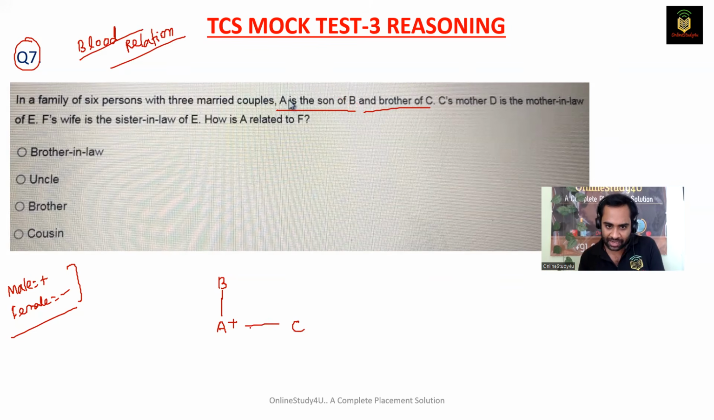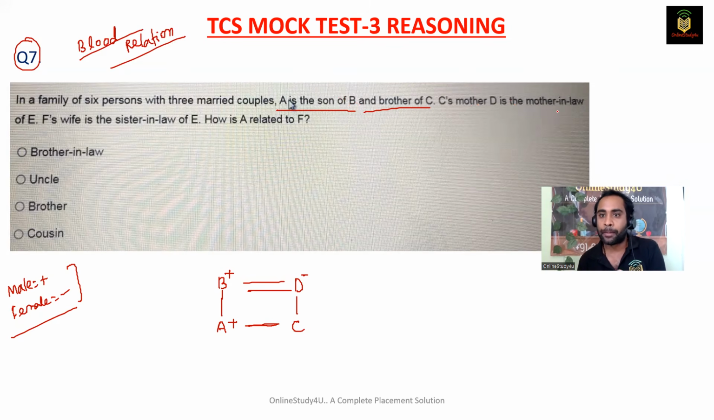Now I have drawn these kinds of lines. A and C on the same line means they do not have any generation gap. Me and my sister will not have a generation gap. My sister will not be 20 years younger or 20 years older than me, right? So generation gap won't be there. Now, C's mother is D. So this is confirmed, that means definitely B and D will be married to each other.